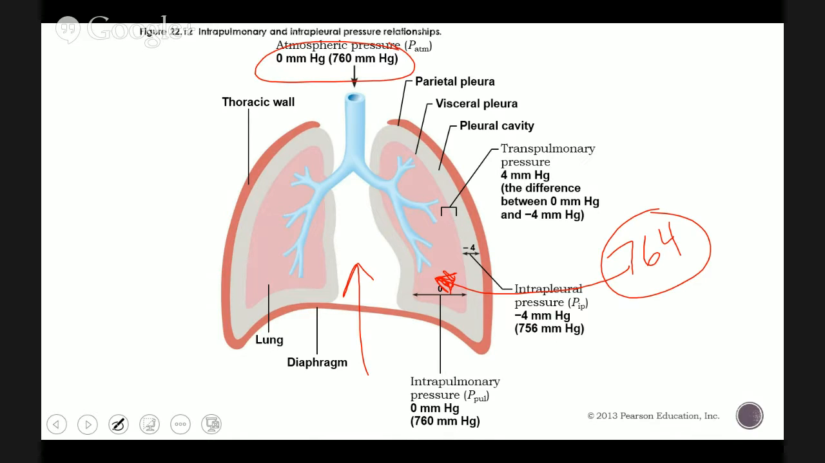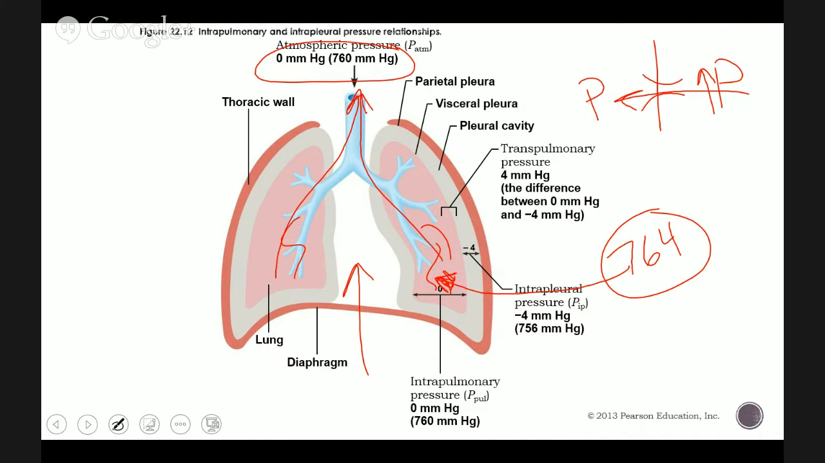764. So if we have a barrier with a channel and we have higher pressure on one side than the other, which way is it going to go? From high to low, right? So we have high pressure inside the lungs, low pressure outside. So which way is air going to move? Out of the lungs. Until what happens? Until it equalizes again, right? And then we're back where we started. That's it.